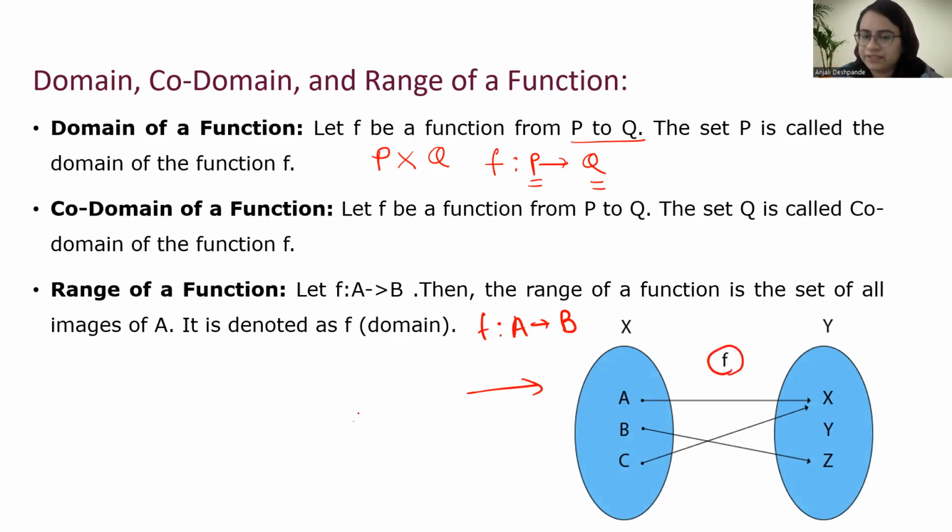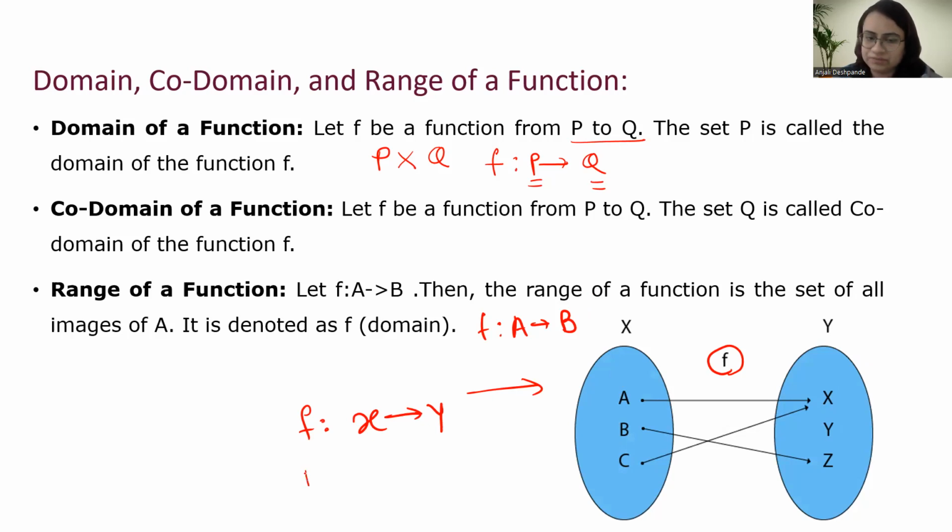So here consider this diagram which denotes the function f. Here we have two sets X and Y. So f is a function defined from X to Y. Here X contains elements a, b, c and Y contains x, y, z. So here the domain is nothing but the set {a, b, c}. Codomain is the set {x, y, z}.